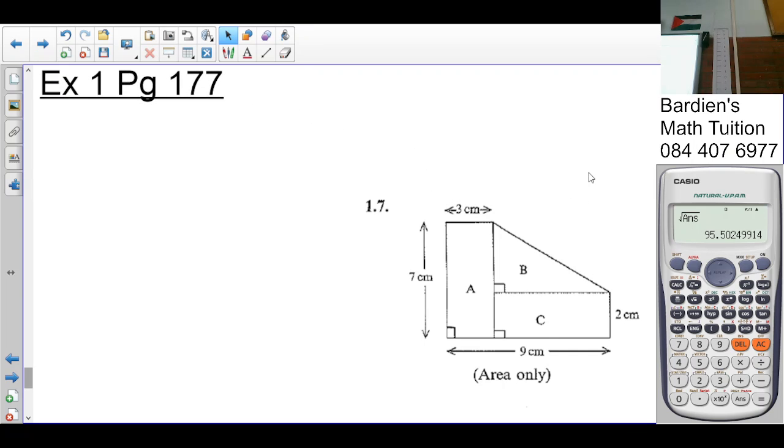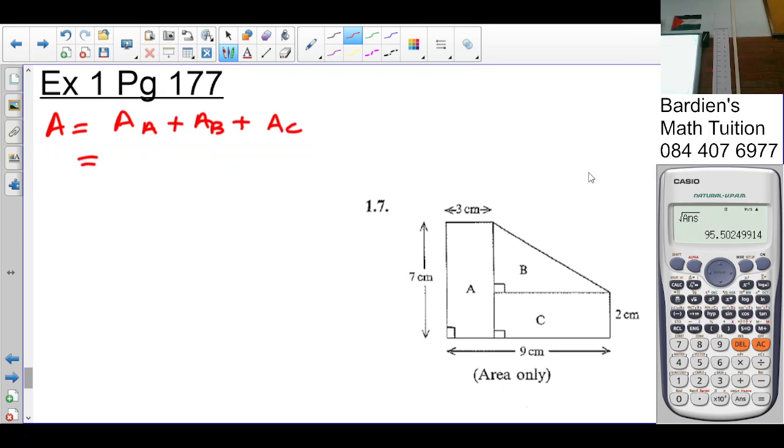Okay, so we're looking at number 1.7. This is area only. So area is going to be the area of shape A plus the area of shape B plus the area of shape C. Shape A and C are rectangles. The area of a rectangle is length times breadth. The area of a triangle is half base times perpendicular height.